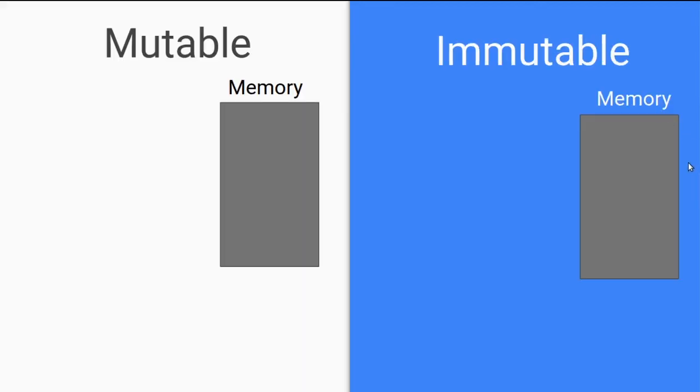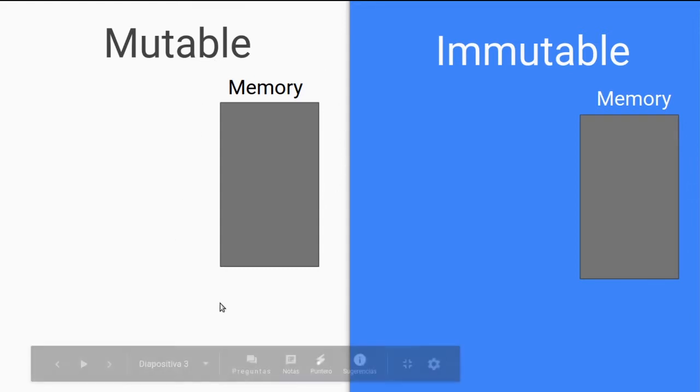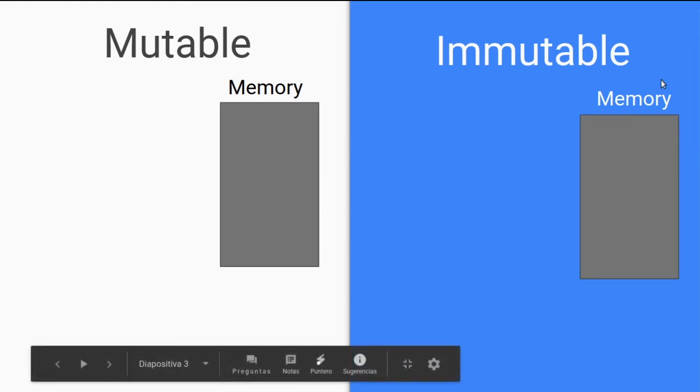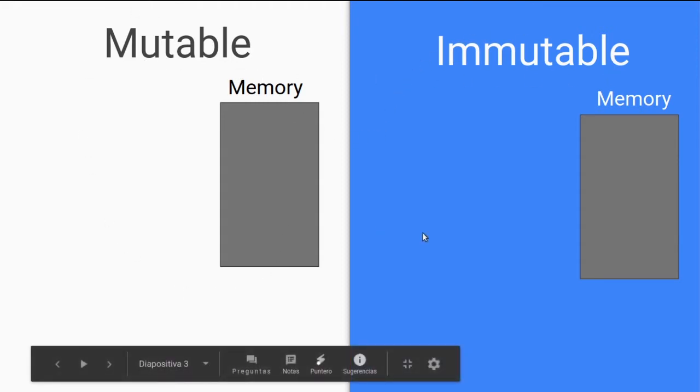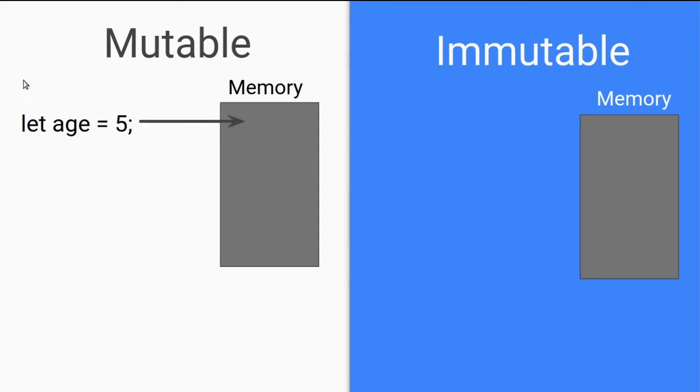Okay, so here we have an example. This is the memory that we have in our computer. This is another memory. And let's see how it works when we are working with mutable data structures or with immutable data structures. So let's start with mutable. Let's say that we declare a variable called age, and we assign a value like 5.